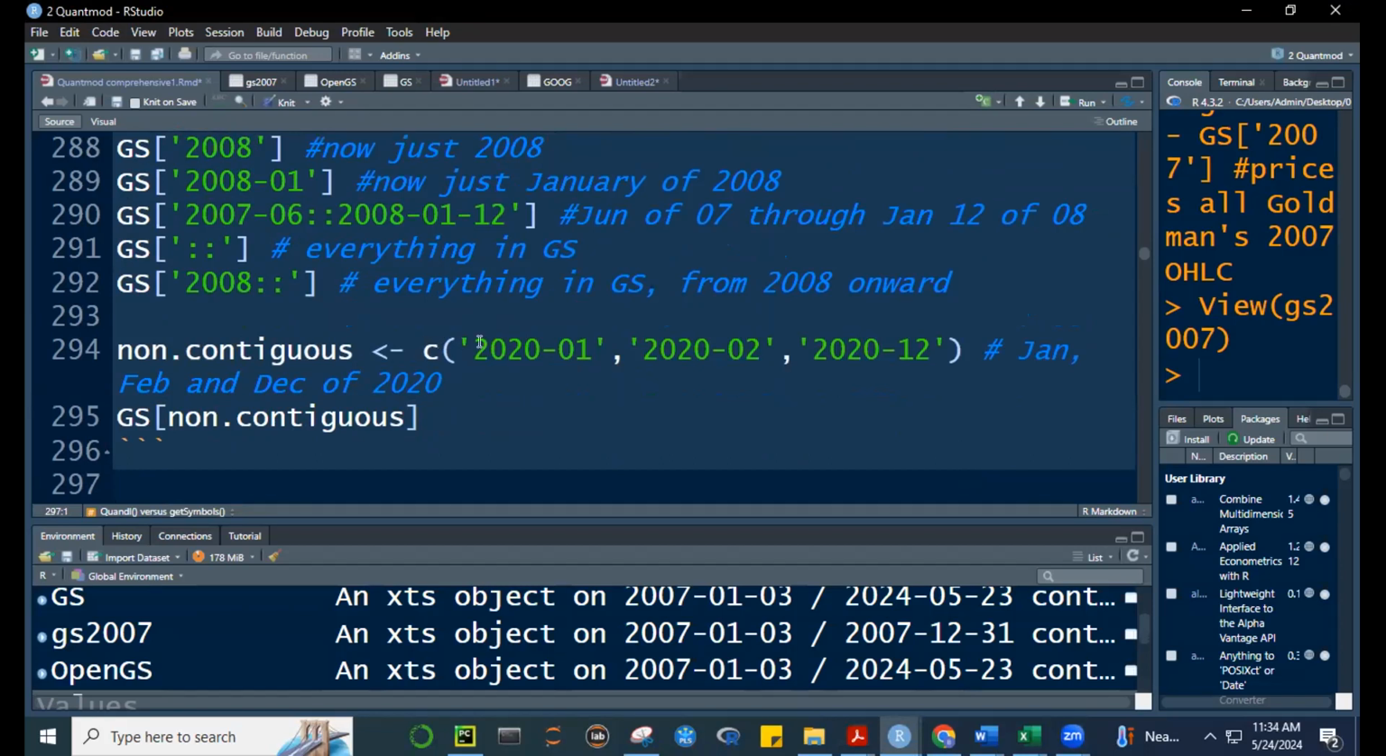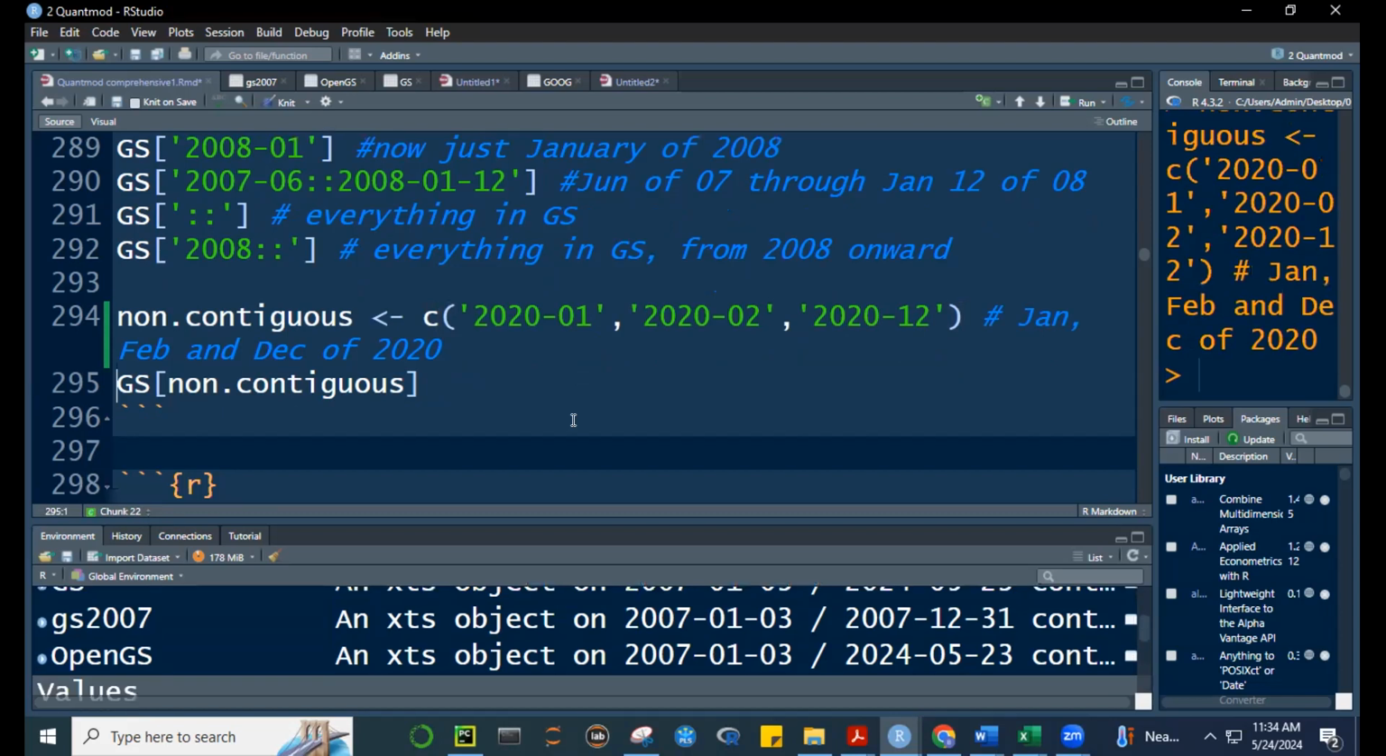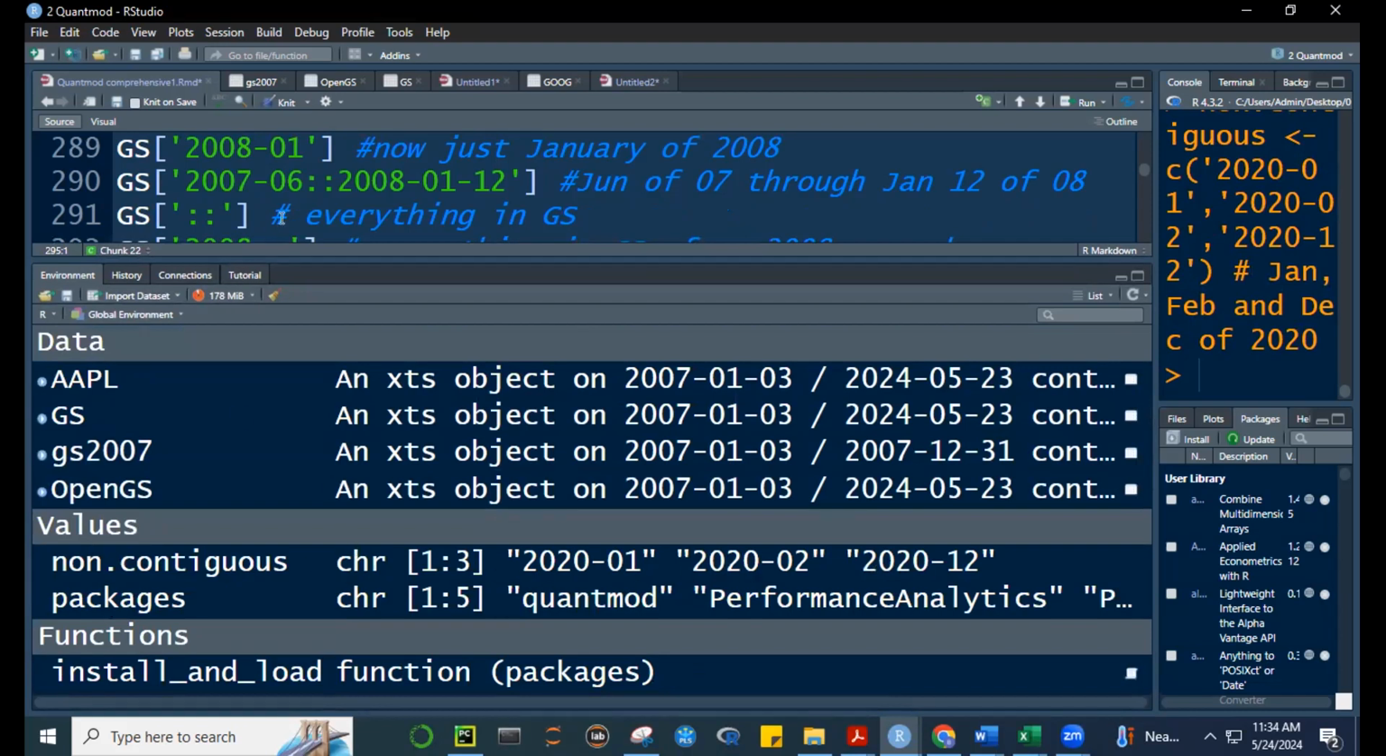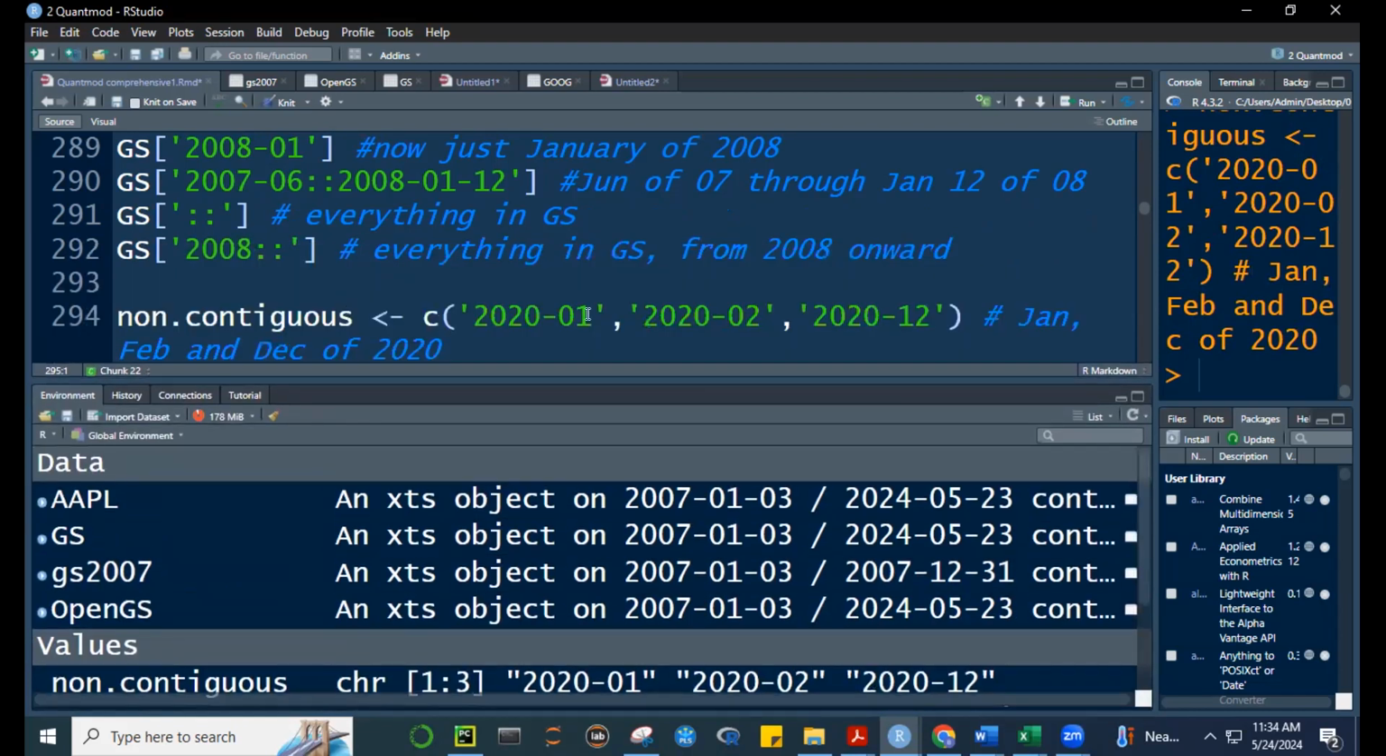We also said that you can create a non-contiguous range of data. So for example, here, it's January 2020, February, and December. So I created this object non-contiguous and combined January 2020, February 2020, and December 2020. Okay, and then I can now subset GS non-contiguous. But I have to create this object first. Control Enter. And this one should fall under our values here, non-contiguous, because it's a character vector. It's non-contiguous. Character vector yan.